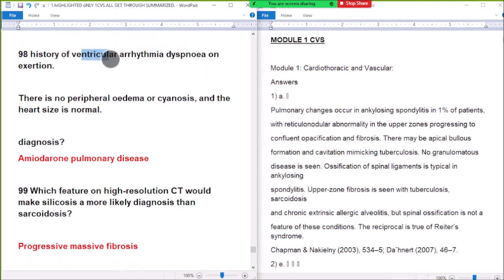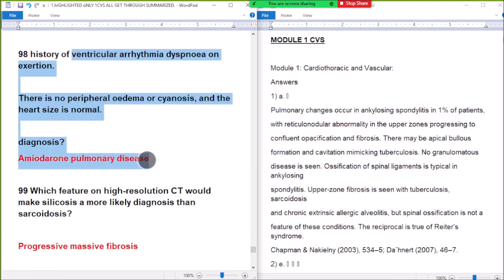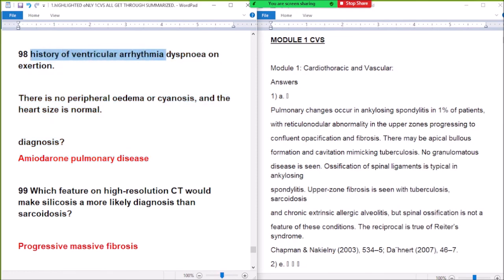Question 98. History of ventricular arrhythmia, dyspnea on exertion, with no peripheral cyanosis, and normal heart size. Diagnosis: amiodarone pulmonary disease. The patient has a history of ventricular arrhythmia and its treatment.